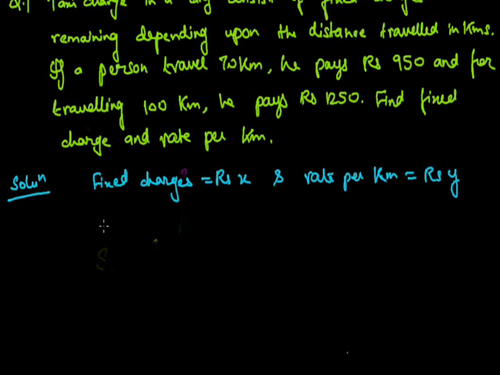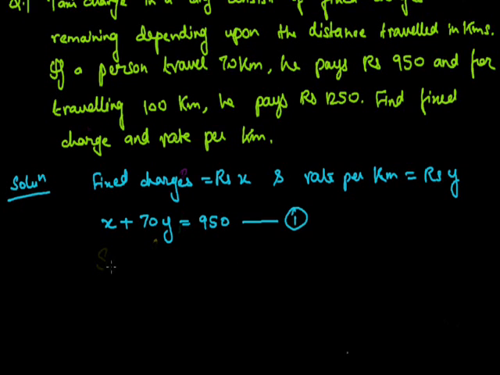So first equation if we make, the first statement given is, if a person is traveling 70 kilometers, he is paying 950. So it means that fixed charges are X, that is applicable, plus he is traveling 70 kilometers and rate per kilometer is Y. So 70 into Y, and this will be equal to 950, because 950 consists of fixed charges and the variable charges. Variable charges depend upon the distance travelled in kilometer, that is rate per kilometer. So accordingly X plus 70Y is equal to 950. This will be our first equation.